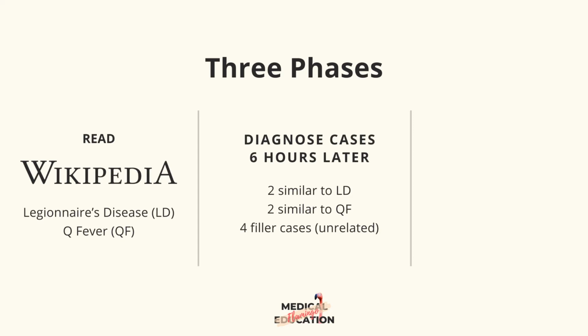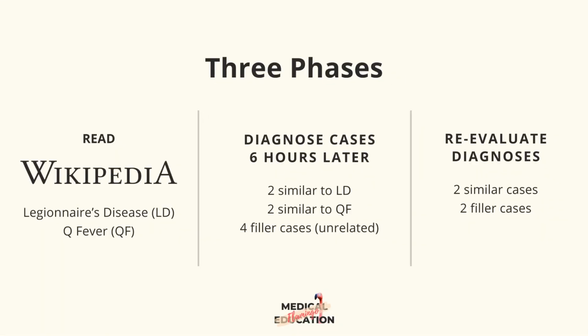These 8 cases had different diagnoses than the ones they saw 6 hours ago, but 2 cases had similar signs and symptoms to Legionnaire's disease. The other 2 were similar to Q fever. The remaining 4 cases acted as fillers, which were neutral to the experiment. The participants were allowed to diagnose these 8 cases in 10 minutes. The low amount of time was meant to get them to use non-analytical reasoning.